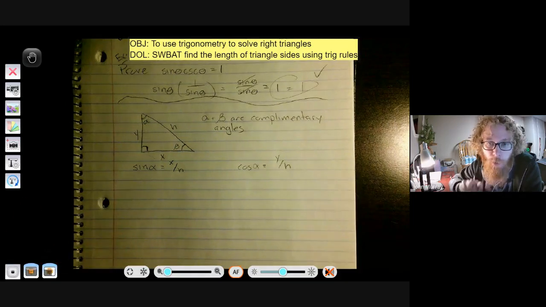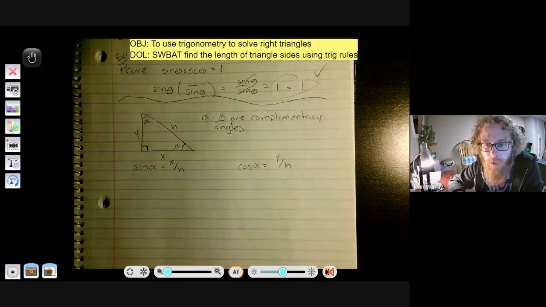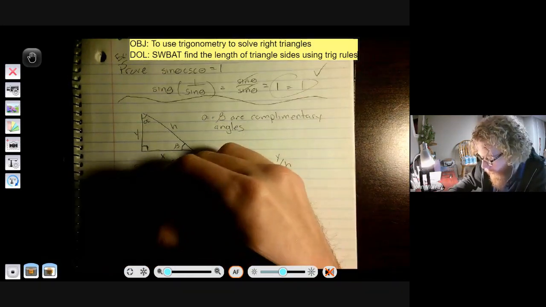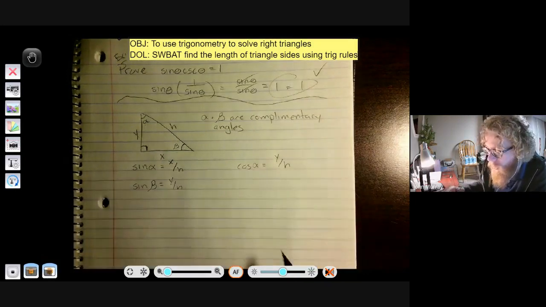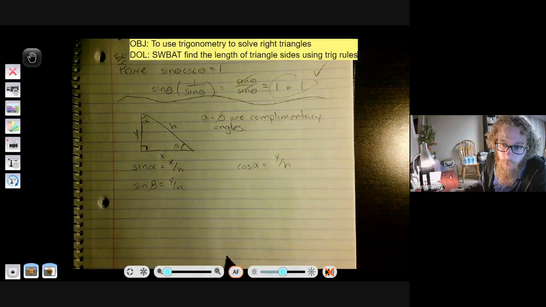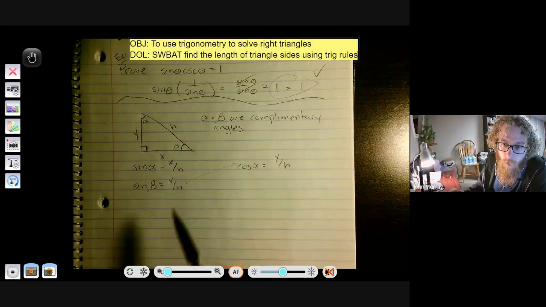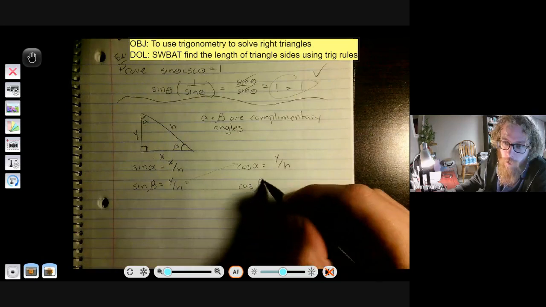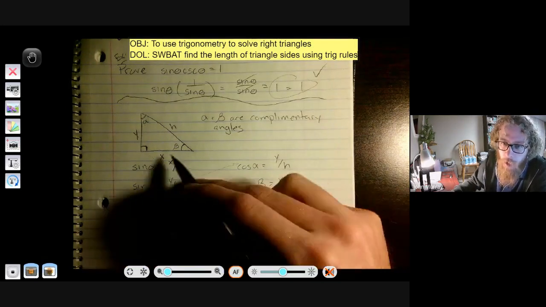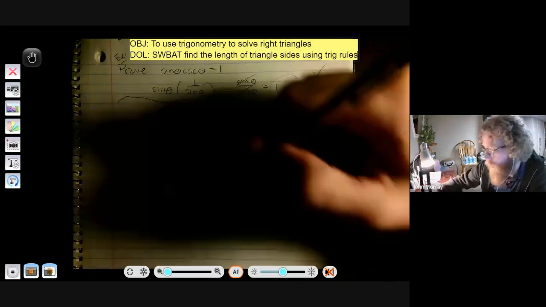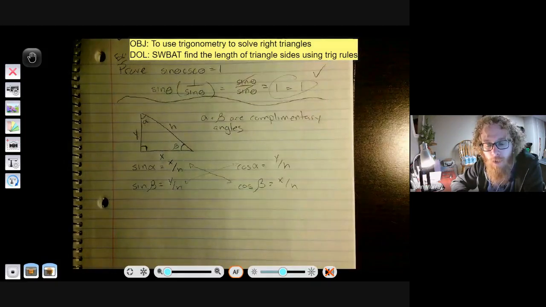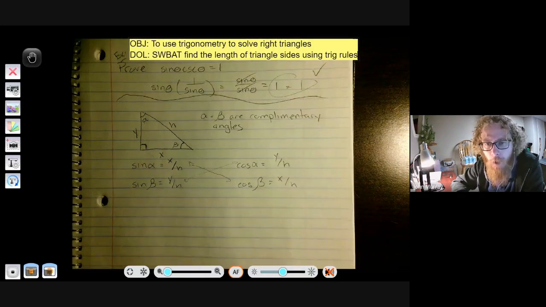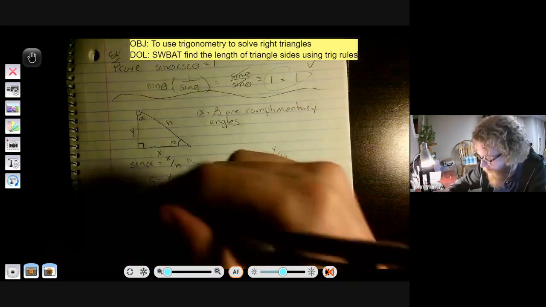Now, if I change my viewpoint and now I'm looking at my beta angle, the sine of beta is the opposite y over the hypotenuse h. If I take the cosine of beta, that is going to get me the adjacent x over the hypotenuse h. So here we have a rule, I guess you could say, with our angles in a triangle.